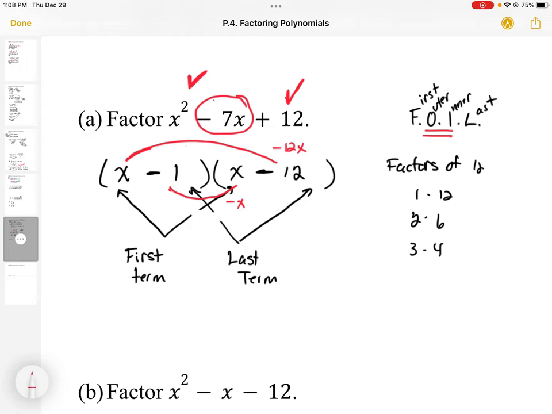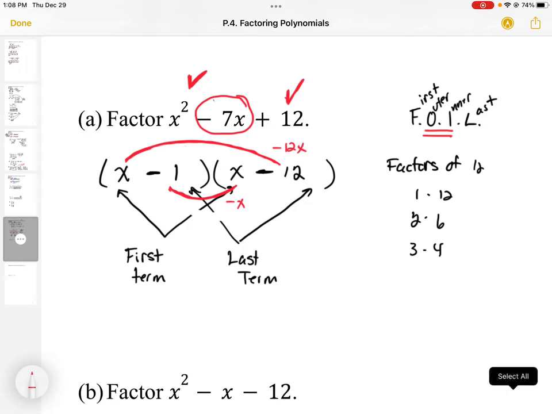Your outers, that's the term all the way on the left times the term all the way on the right. They're on the outside. And the inners are the two terms that are touching each other on the inside. So when you multiply those together and you add them together, you get your middle term. So notice we get negative 12x and negative x. We add those together, we get negative 13x.